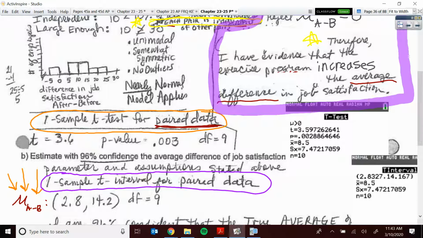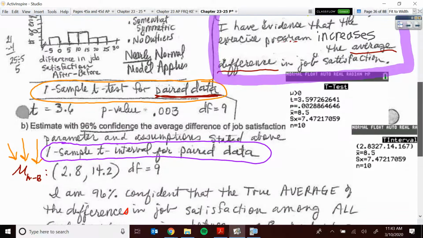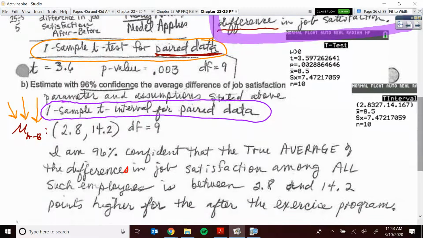Okay, now do make sure that you put this right here. Do make sure you are notating how you are subtracting. That's always required, that you are notating the way in which you subtracted. So make sure that is going in front of your interval. So let's go practice getting that interval on our calculator.